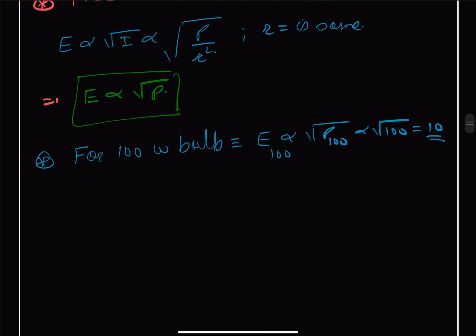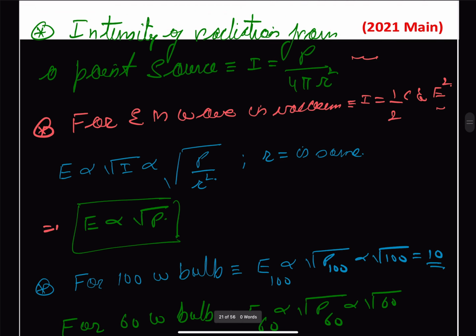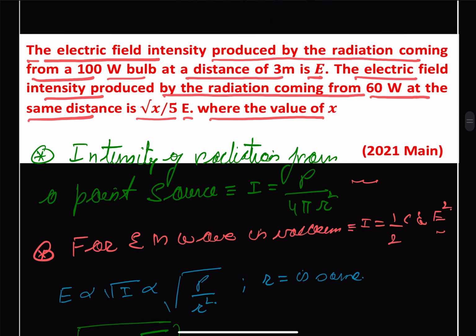And next, for the 60-watt bulb, we get E60 proportional to P60, proportional to the square root of 60. Okay. And we are also given that at 3 meters this is given as E. At the same distance for 60 it is given as the square root of x upon 5 times E.